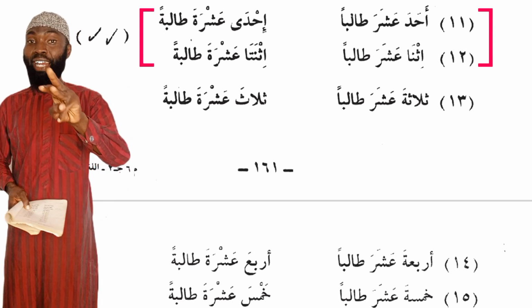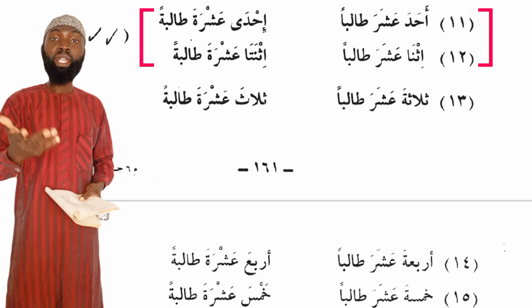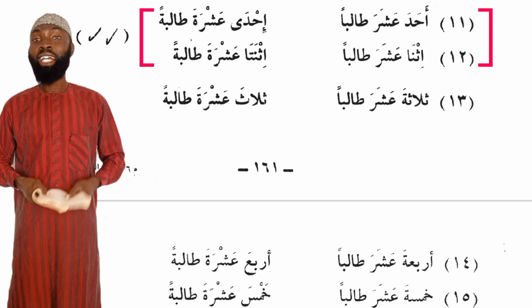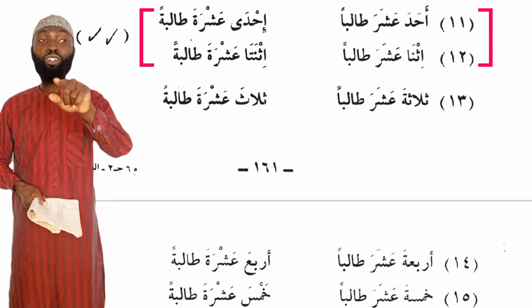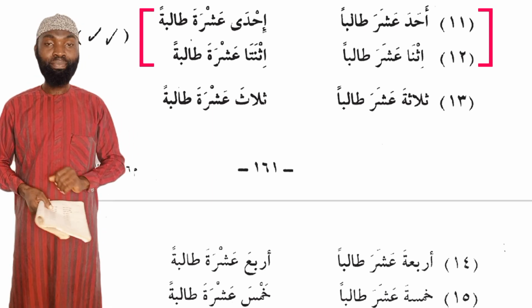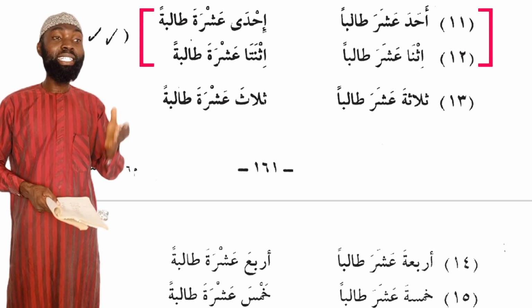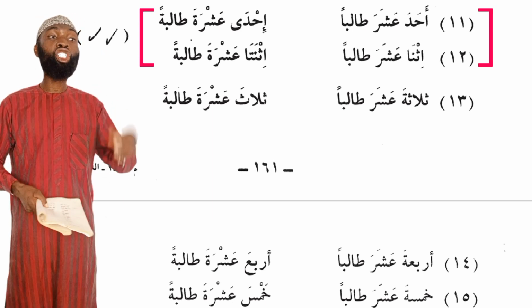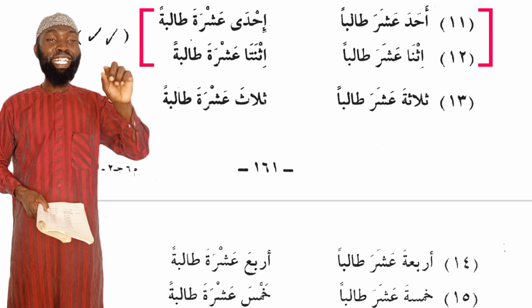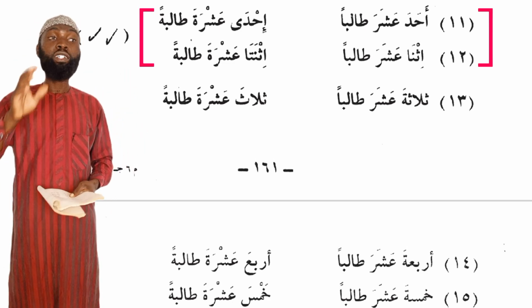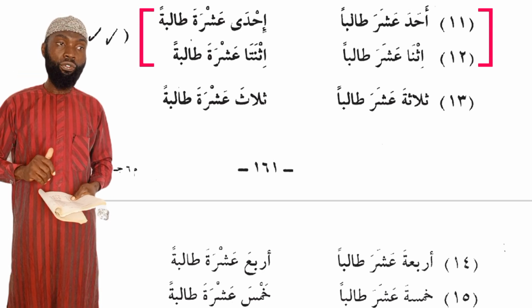Do you understand? So for number 11, that is it. For 12, it will also be ithna ashara taliban. Allah said in the Quran, ithna ashara shahran. Do you understand? Sorry, 12 months. But if the 12 is counting a feminine word, it will also be what? Ithnata ashrata talibatan. So this rule is specific to that of 11 and 12.